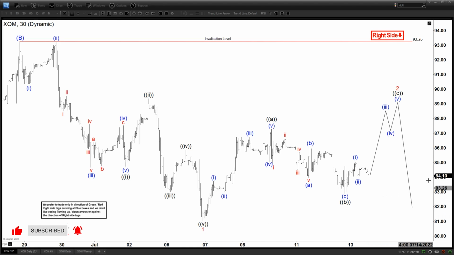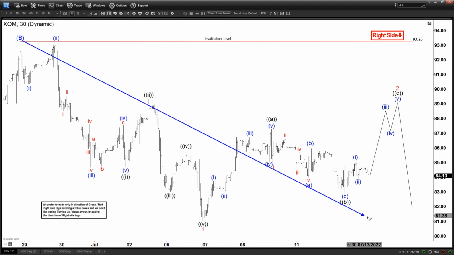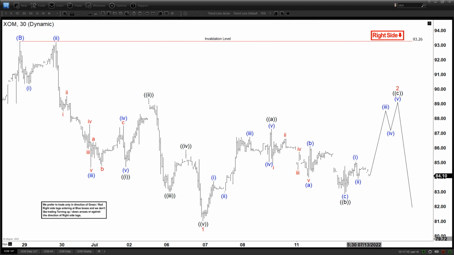We are looking at the chart of Exxon Mobil, XOM, the ticker symbol. We can see right here we ended with B over here, so that means we are now within wave C, and this is the intermediate degree.